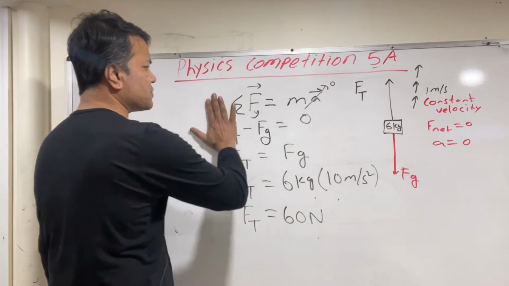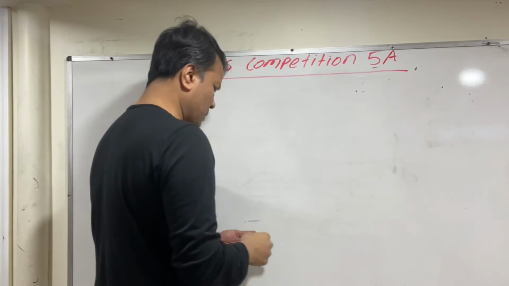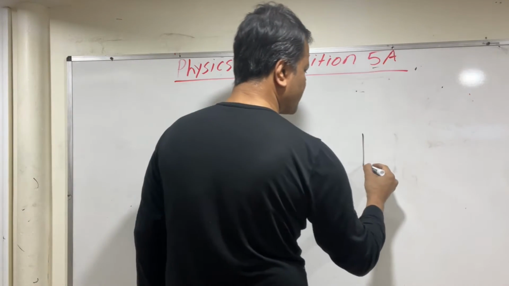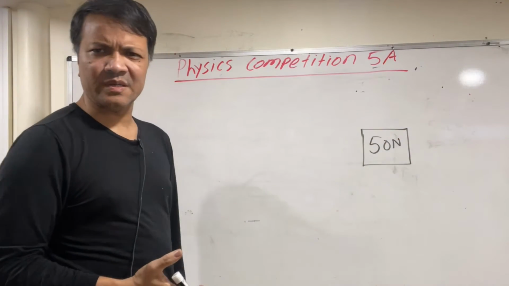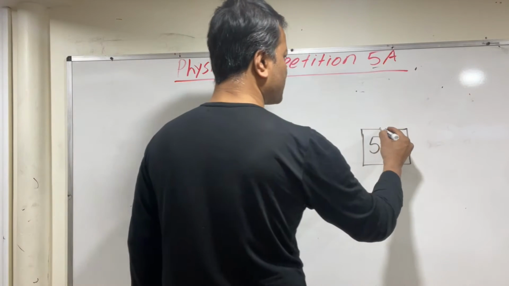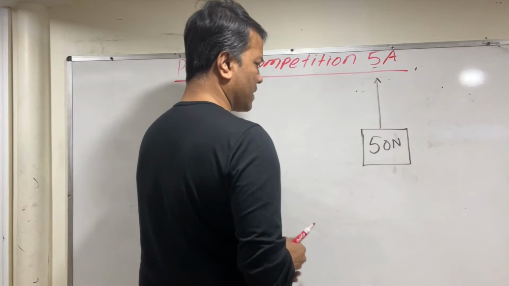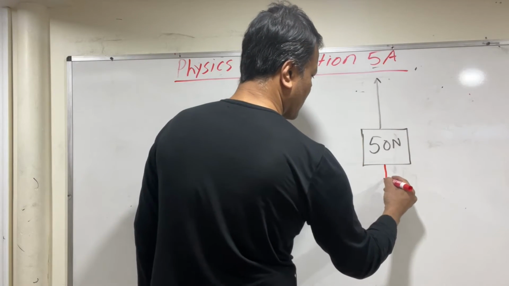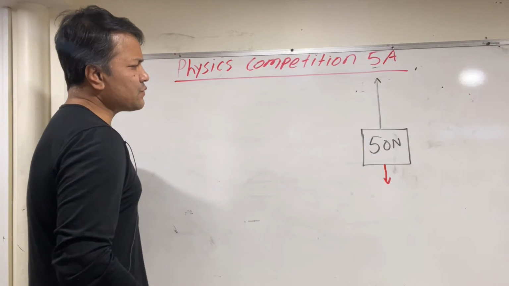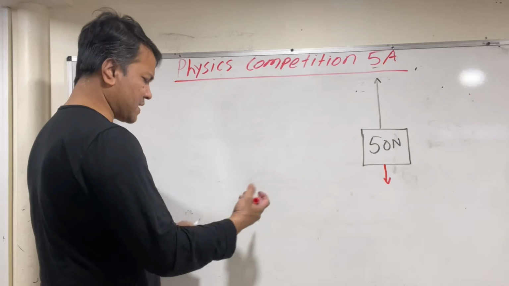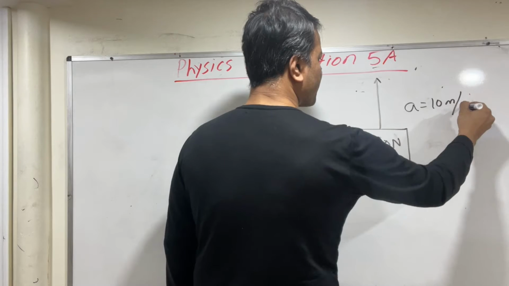Now we're going to do problem 2. Problem 2, similar to problem 1, you have a 50 Newton box. You're going to do it two different ways, right? And you are on the rooftop pulling the box, and there is a force downward, of course. So 50 Newton object, and there is an acceleration of 10 meter per second squared.